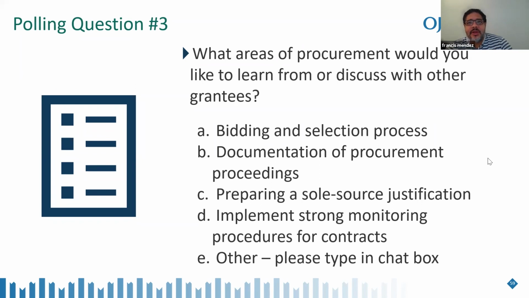All right, so what areas of procurement would you like to learn about or discuss with other grantees? Bidding and selection process, documentation of procurement proceedings, preparing a sole source justification, implementing strong monitoring procedures for contracts. If you would like us to cover another topic, please enter it in the chat box. This is helpful to us because it will help us prepare and shape the focus of the next webinar, which will focus on peer sharing. All right, so we pretty much have each of the topics equally selected. All right, let's go to the next poll question.